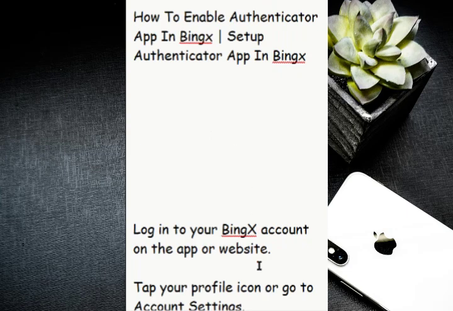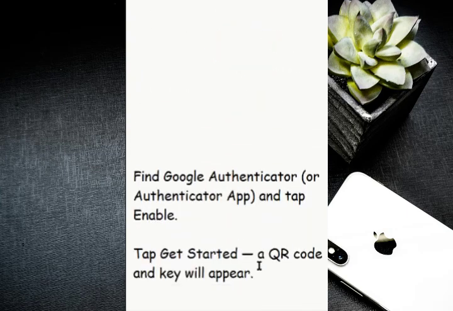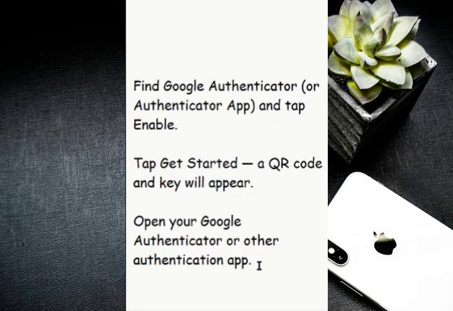Then from there, tap your profile icon or go to the account settings. Then select Security Center. Then find Google Authenticator or Authenticator app and tap Enable. So tap Get Started. A QR code and key will appear.